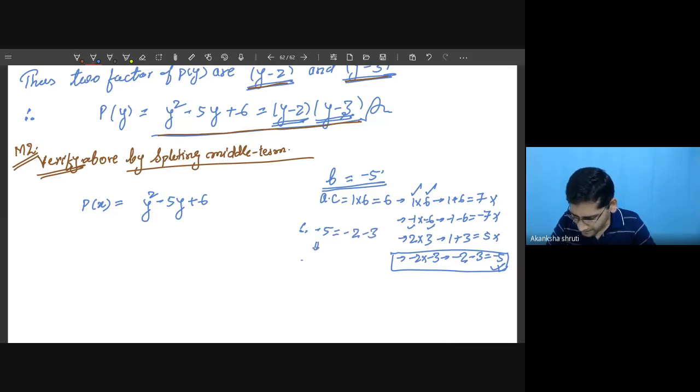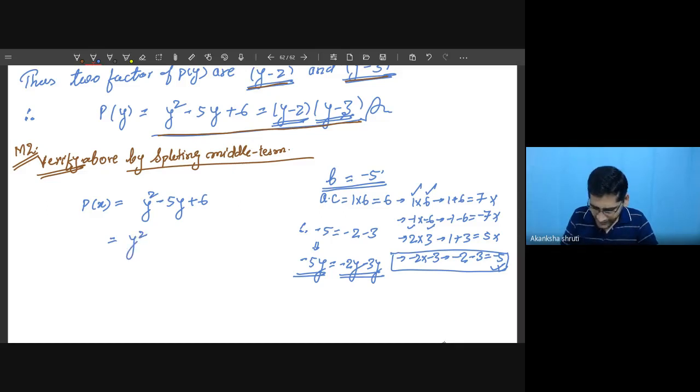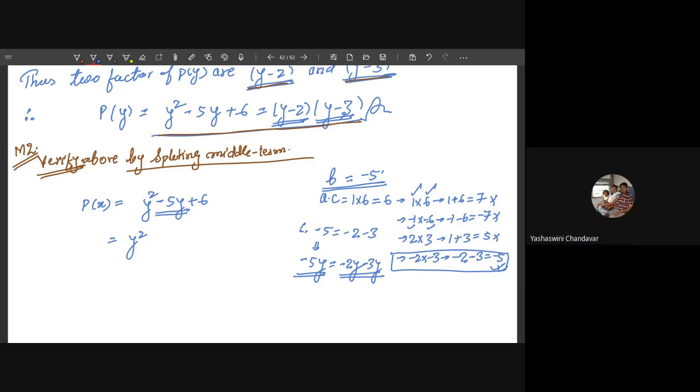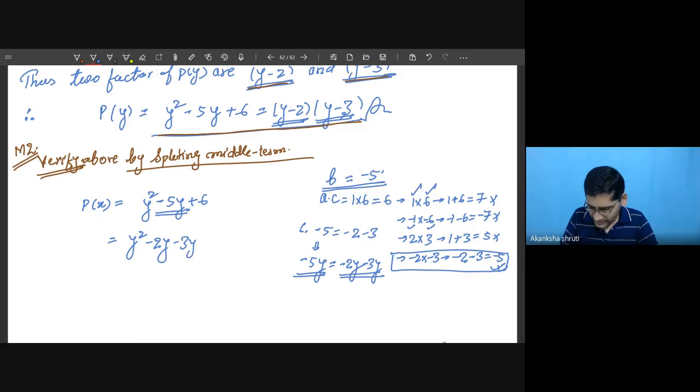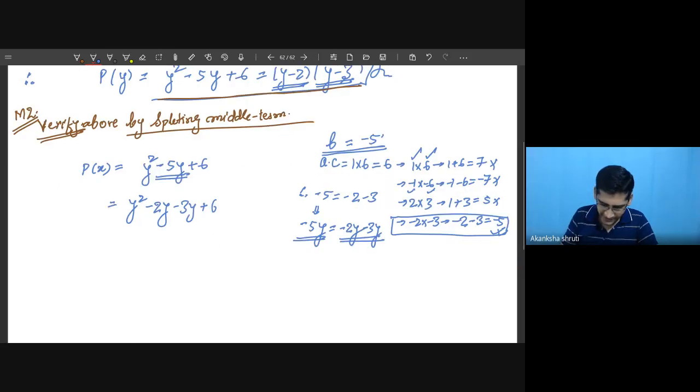It means the middle term is minus 5x, so this should be written as minus 2x minus 3x. So the middle term minus 5 is going to be replaced by these two terms. Here I have taken x, but the variable is y, so it is better to use y here. Okay, student, in the question the variable attached is y. So write y square minus 5y, which will be replaced by y square minus 2y minus 3y plus 6. Very good. And the last c, which is 6, we have to carry as it is.